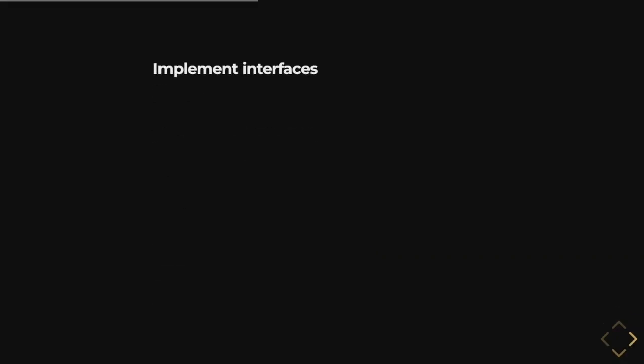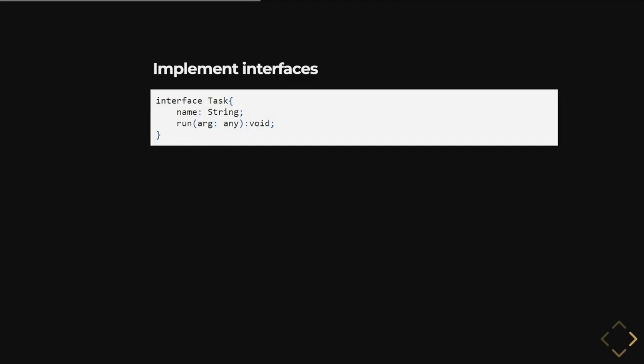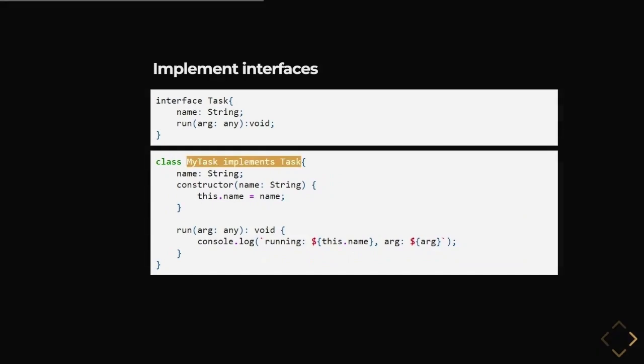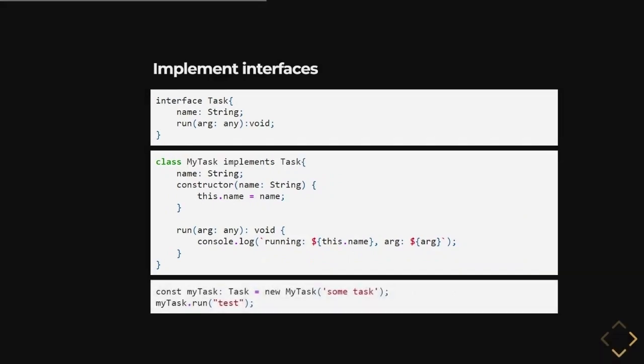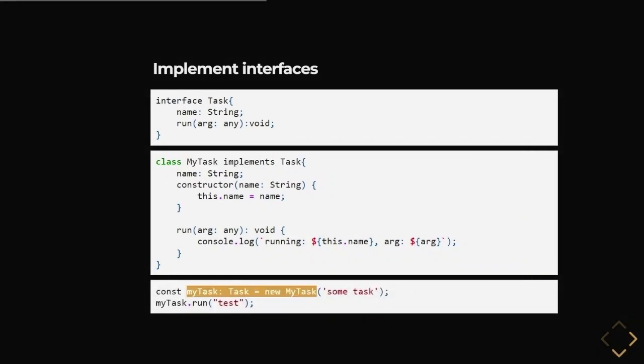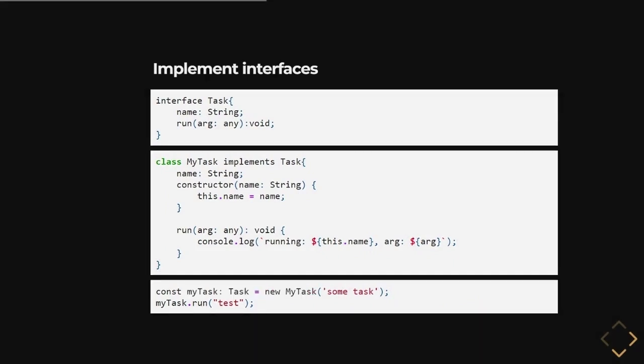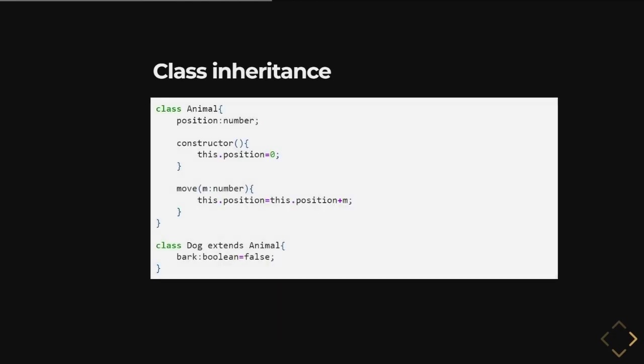In TypeScript, a class can implement interfaces to enforce particular contracts. In this case, the interface Task acts as a contract. The class MyTask implements it, and we can declare variables of type Task and assign it a new instance of type MyTask.